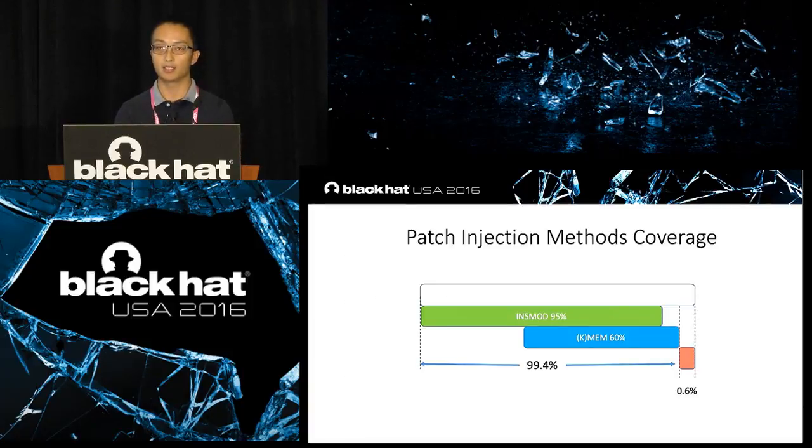And the second step is to inject the patching payload into the kernel memory. As we said, we have two choices. The first one is to load a module into the kernel, and the second one is to directly write the binary executable into the memory. We did statistics in the Chinese market and found that 95% of the devices have the insmod function. And 60% of the devices have the KMEM device. So that adds up to 99.4% of the devices, which means the majority of the devices can be fixed by combining these two methods.